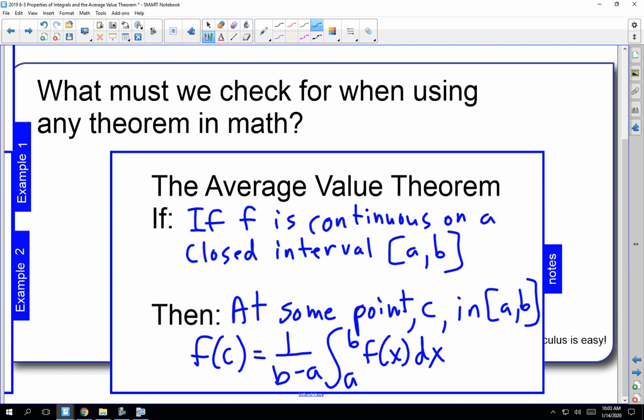So f of c equals, in other words, they're saying if f is continuous on a closed interval, then there is an existence theorem, like the mean value theorem we saw for derivatives. Do you remember what the mean value theorem for derivatives was? f is continuous on a closed interval.